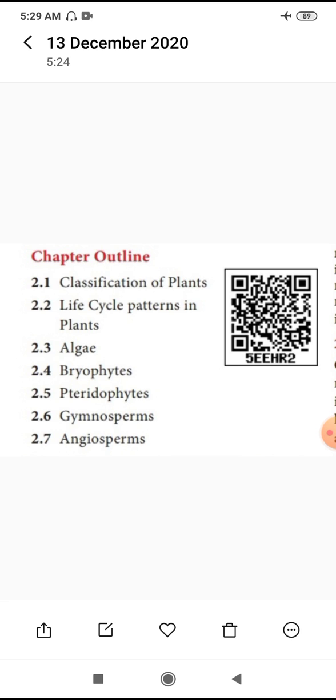Classification of plants. How were plants classified from the earliest times to nowadays? Then what are the life cycle patterns or alternation of generations in plant organisms? Then what is thallophyte? What are the general characters of thallophyte, examples of thallophytic organisms, economic importance, etc. And then 2.4 Bryophytes.